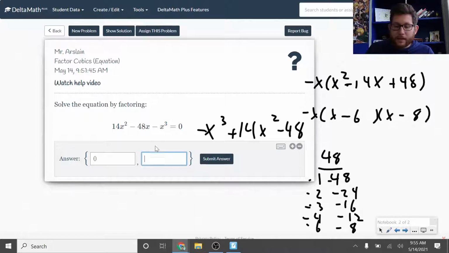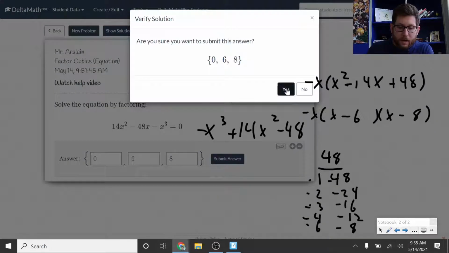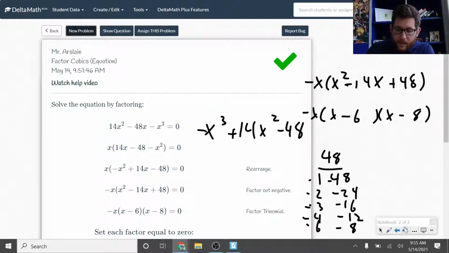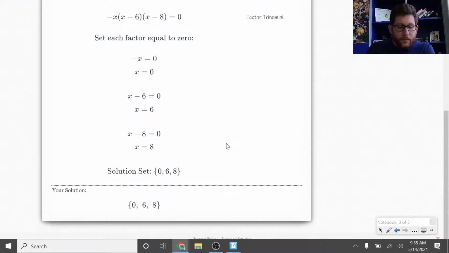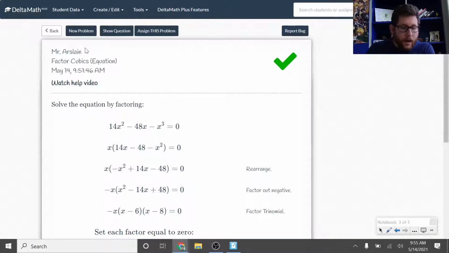So x minus 6, that's going to be a positive 6, right? To make that go to 0. And then x minus 8, I'm going to put a positive 8. Okay, so each of those numbers will cause one of these sets to go to 0. Go ahead and submit our answer here. And there's our solution.